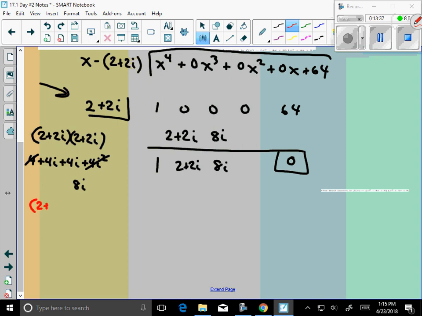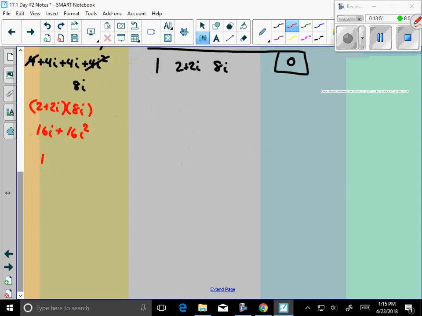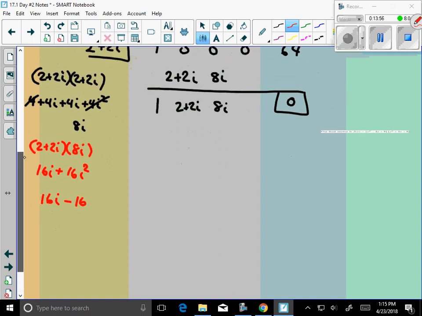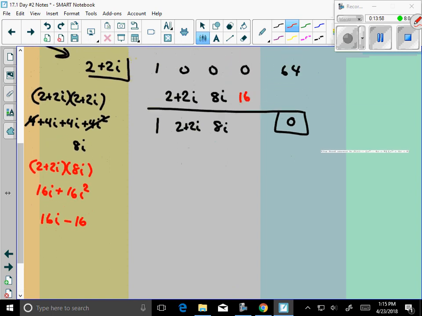2 plus 2i times 8i. Well, this will be a lot easier. That'll be 16i, and then plus 16i squared. What's that going to be? 16i minus 16. Okay, so I got a 16i minus 16. Now I'm going to add those. I get 16i minus 16. And I got to multiply one more time.